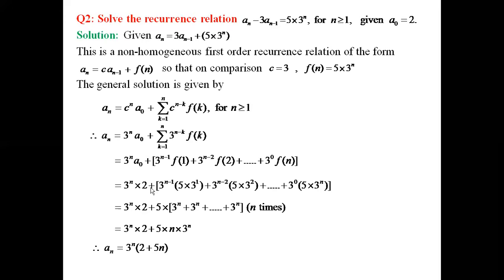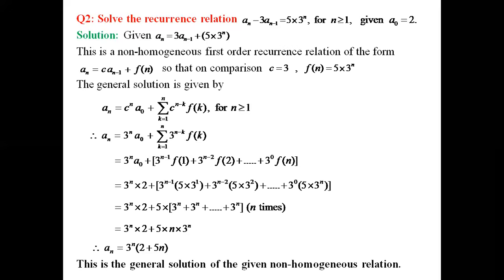Did you observe that a_0 value was substituted in the third step? So a_0 is nothing but 2, which is the given data. From the given data, we have substituted the a_0 value, which is 2. So this gives us the general solution of the given non-homogeneous first order recurrence relation. Now next problem, we'll consider a different one.